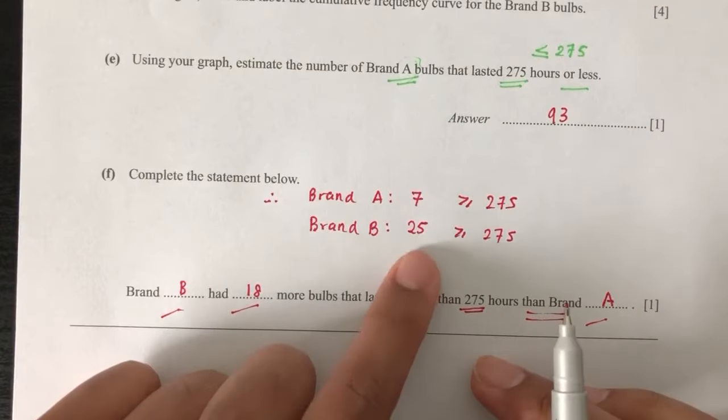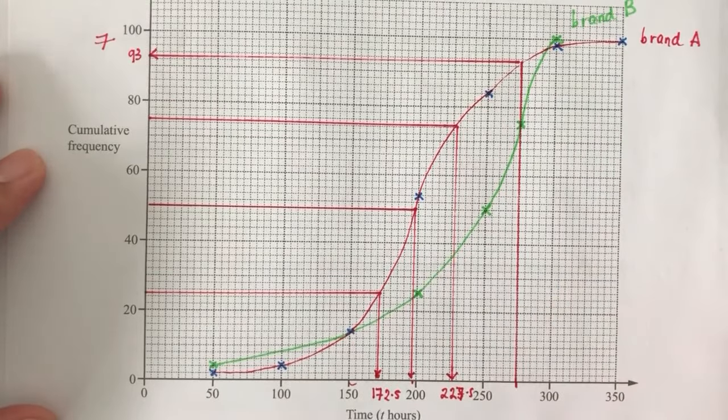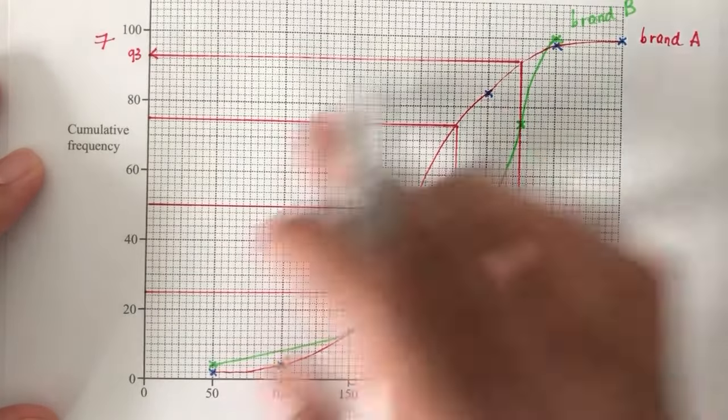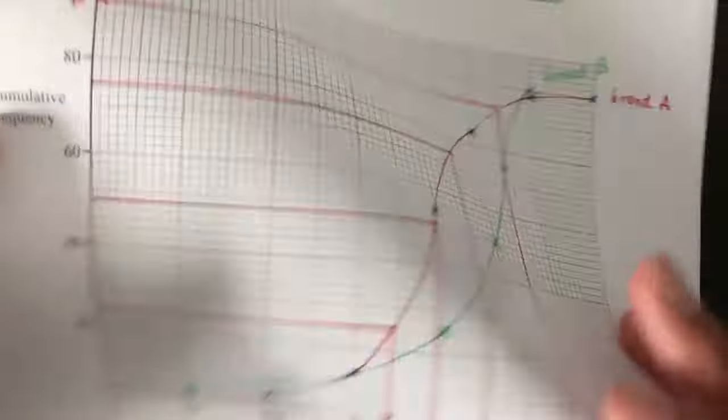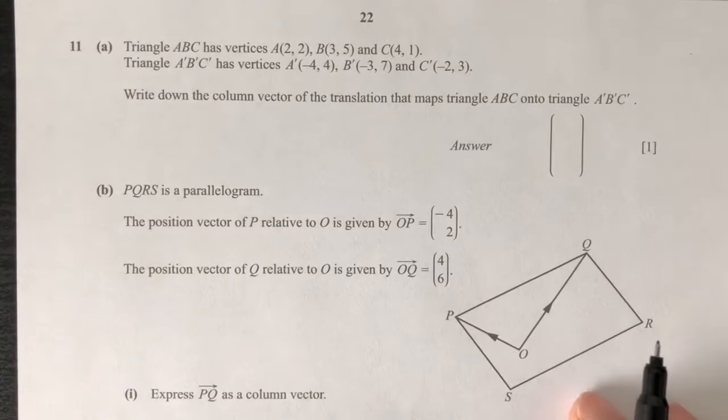So your answer may be different as well. It all depends on your graph. So you have to make your graph as smooth as possible. Your answer may be different, but the most important thing is to show your work and how you receive your answers. So on this note, this will be question number 10. On to question number 11, that is the last question of this paper.